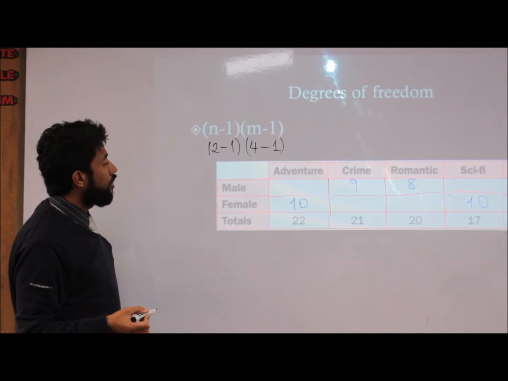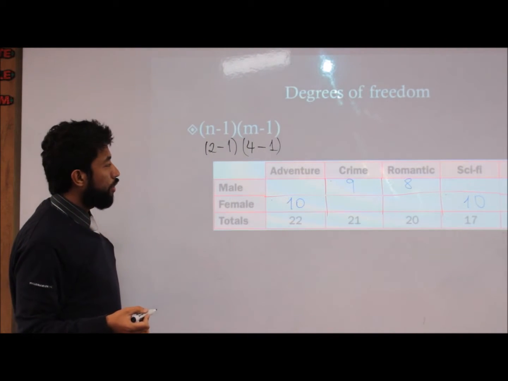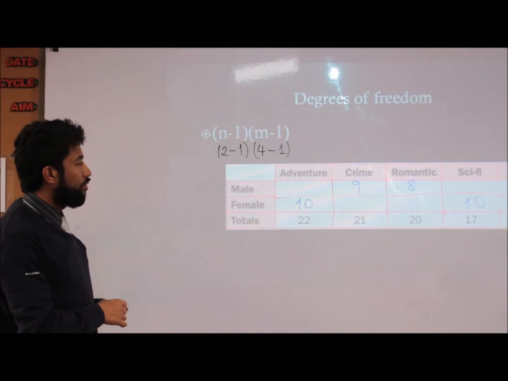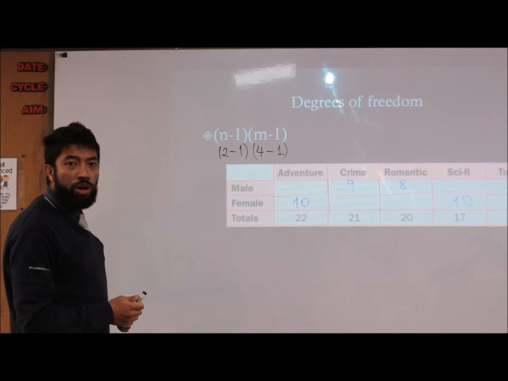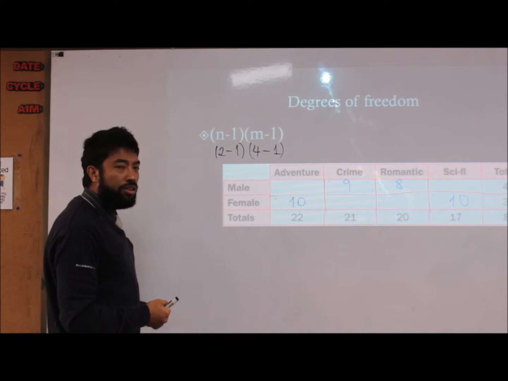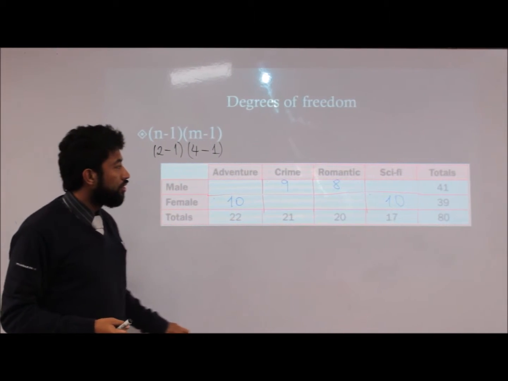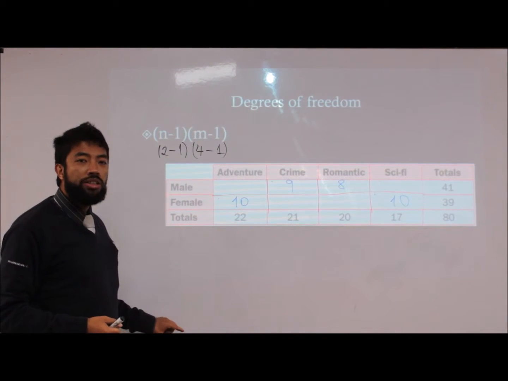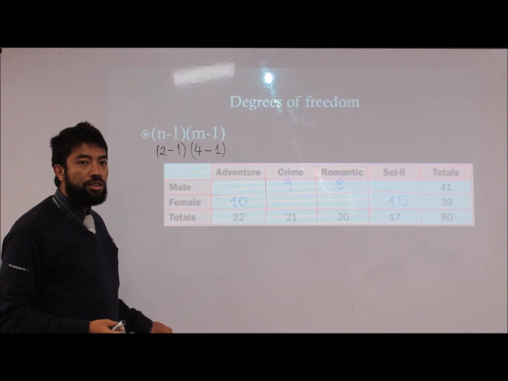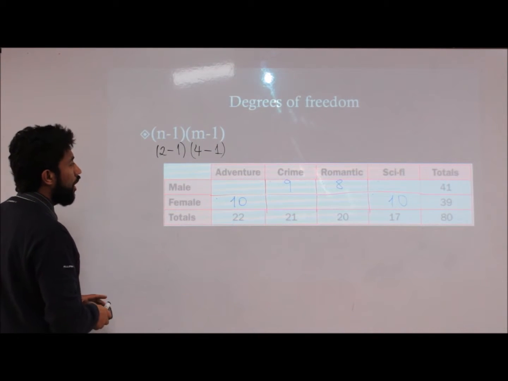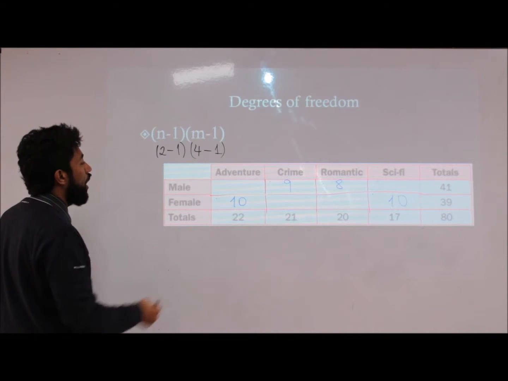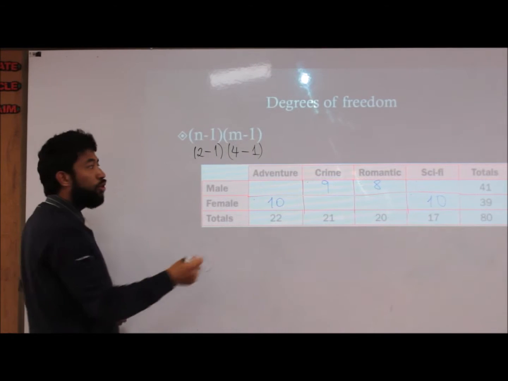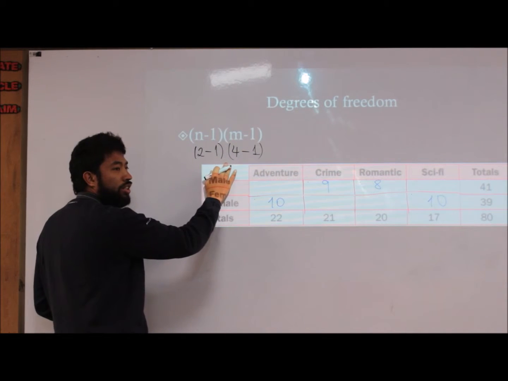So I have a problem here. Wait, it seems I can write one more value. Where? It should be 10. The degrees of freedom is 3, but before it was 4. How many degrees of freedom? How many rows do I have? 2. And how many columns? 4. 4 minus 1 is 3. 2 minus 1 is 1.